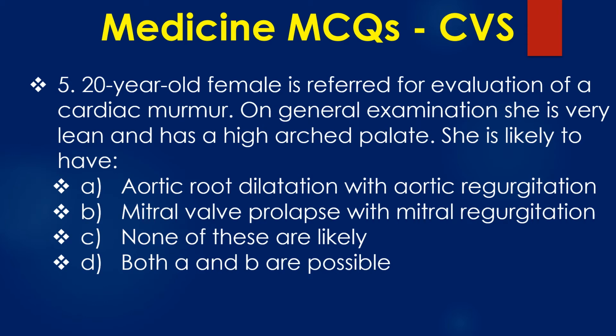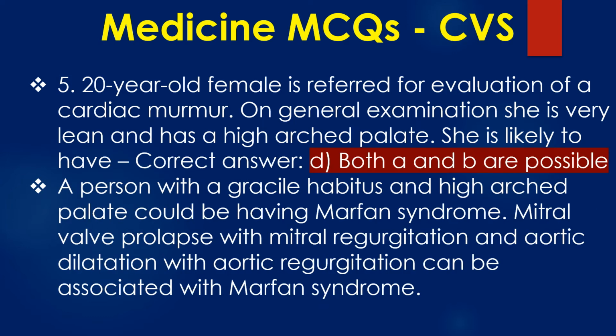A 20-year-old female is referred for evaluation of a cardiac murmur. On general examination, she is very lean and has a high arched palate. She is likely to have A. Aortic root dilatation with aortic regurgitation. B. Mitral prolapse with mitral regurgitation. C. None of these are likely. D. Both A and B are possible. Correct answer: both A and B are possible.